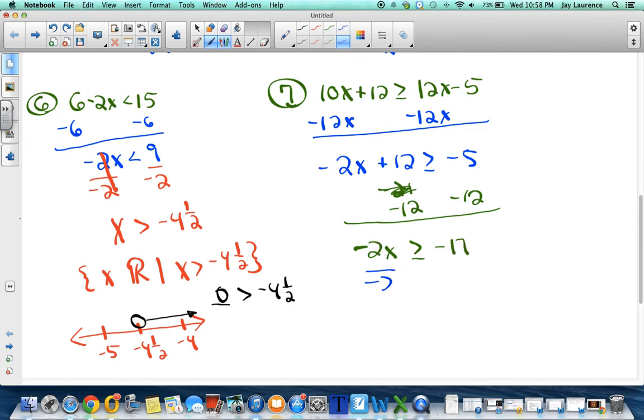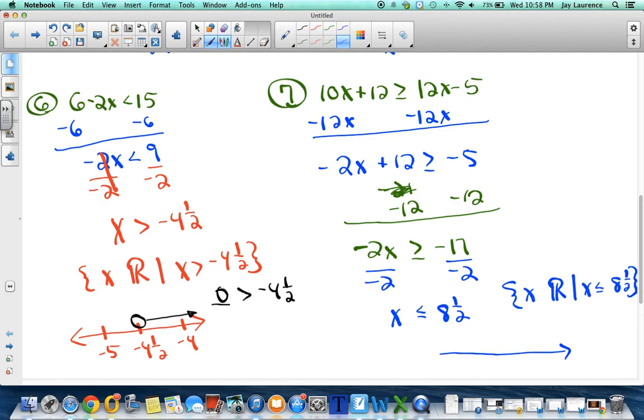Now I'm going to divide by negative 2. Remember, when I multiply or divide by negative 2, the inequality turns around, and I get 8.5. The solution set would be x is any real number such that x is less than or equal to 8.5. And then my number line looks like this. I'm going to show 8, I'm going to show 8.5, I'm going to show 9, it's going to be a closed point.